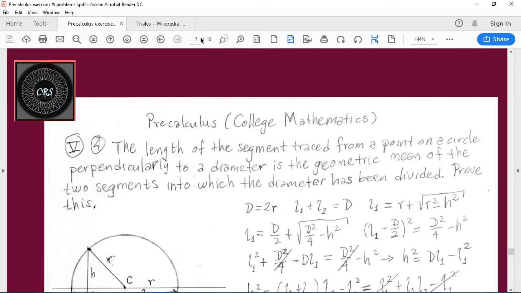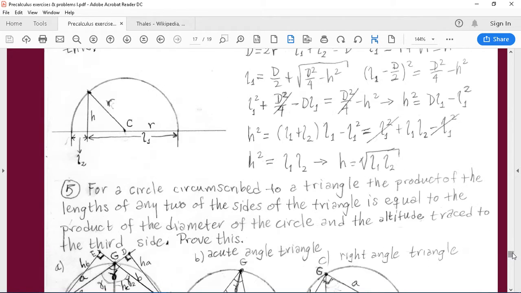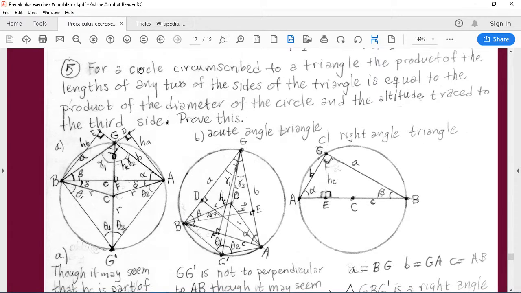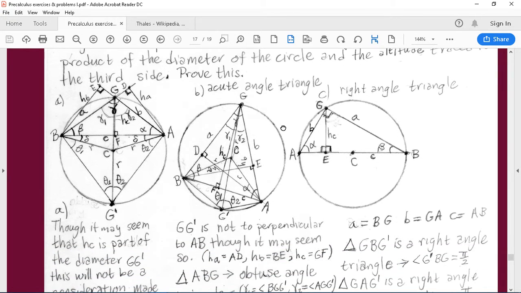Today we're going to continue with the geometry problem. For a circle circumscribed to a triangle, the product of the lengths of any two of the sides of the triangle is equal to the product of the diameter of the circle and the altitude traced to the third side. I'm going to continue with the case of the acute angled triangle.